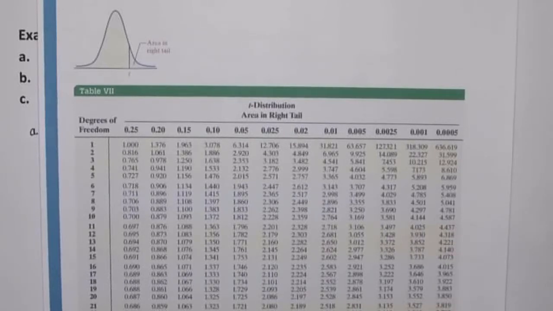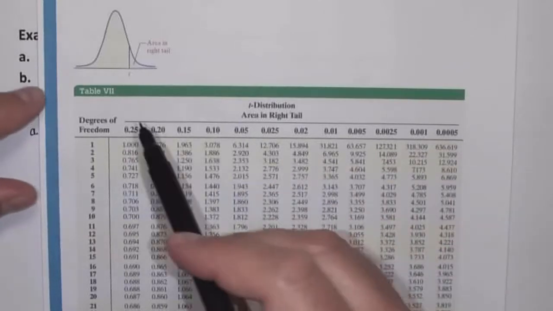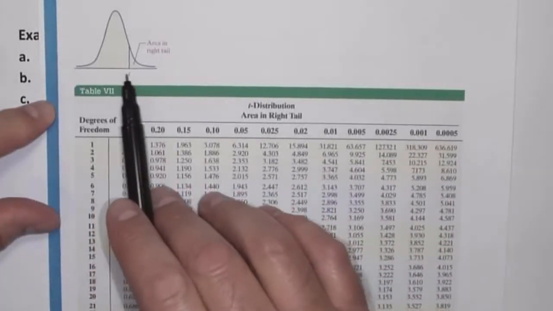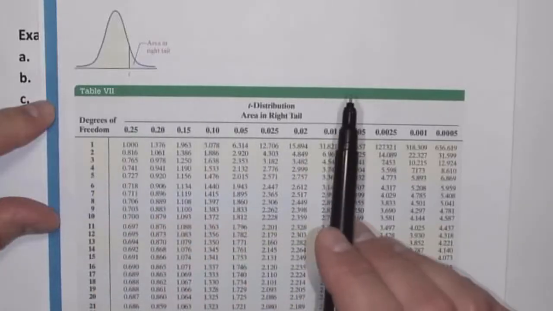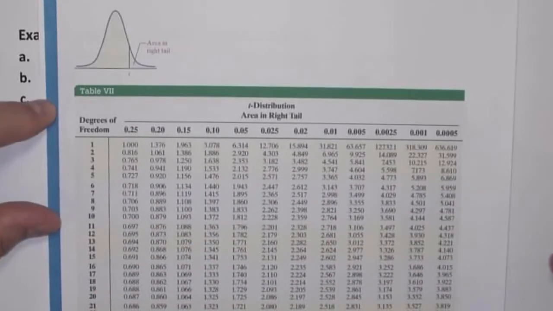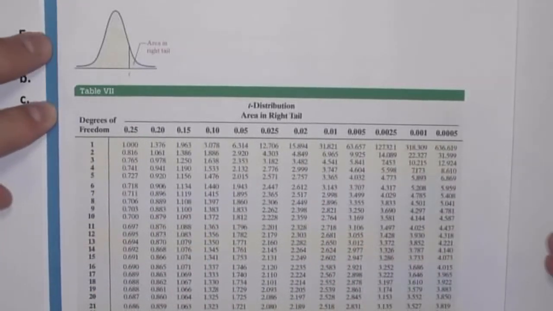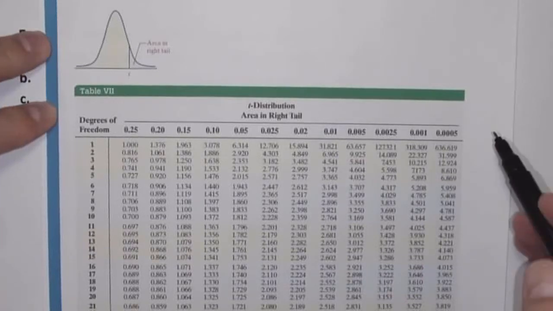So again, this is page A-14 of the appendix of your book, table 7. First of all, take a look at the graph. The way this table's set up is different from the way the standard normal table was set up, and so we need to examine this carefully.